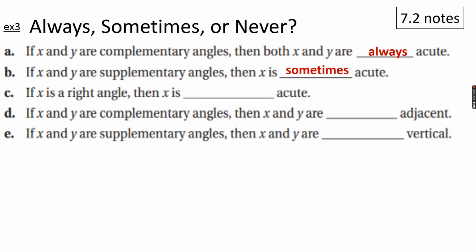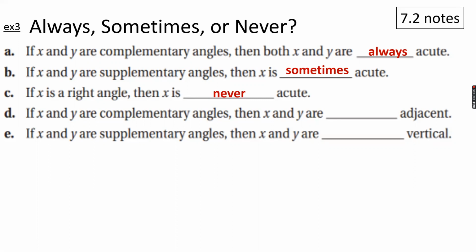If x is a right angle, then x is blank acute. Always, sometimes, or never. Hopefully this one was easy, and you said never, because if x is a right angle, then it's a right angle. It can't be acute and right. It has to be one or the other. So it can be acute, it can be right, it can be obtuse, or it could be straight. And none of those run into each other. It will never be more than one of those options.